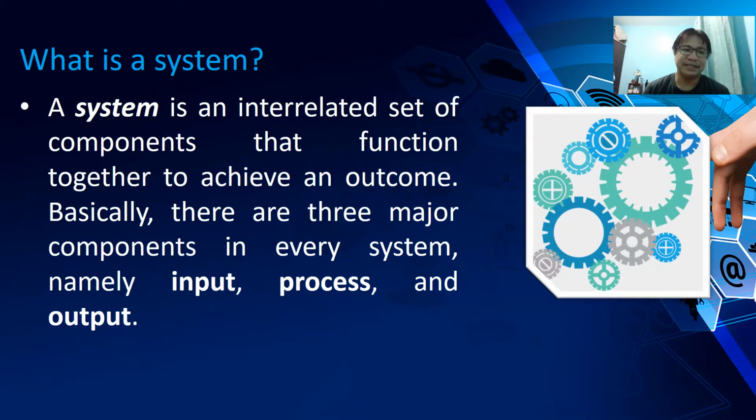so first, what is a system? A system is an interrelated set of components that functions together to achieve an outcome. Take note, that functions together to achieve an outcome. So that means the system is composed of different functions. If you remember when you were in C++, especially for those students that are under me, a function is made up of different modules or smaller programs. Each function connects to the main program.